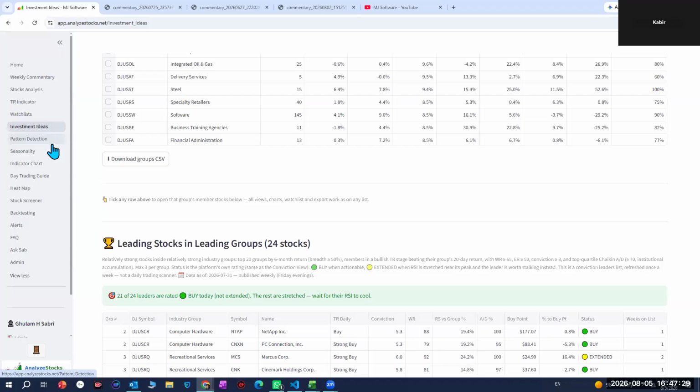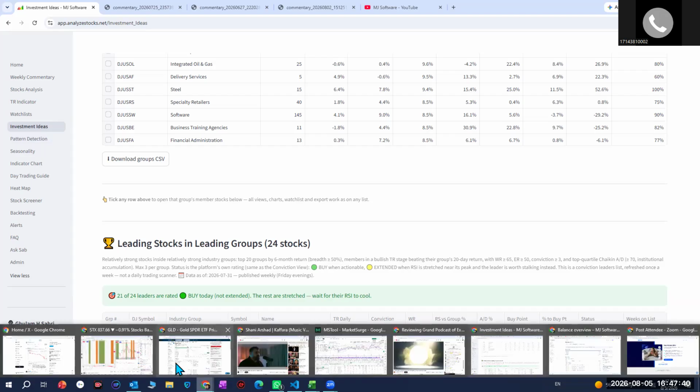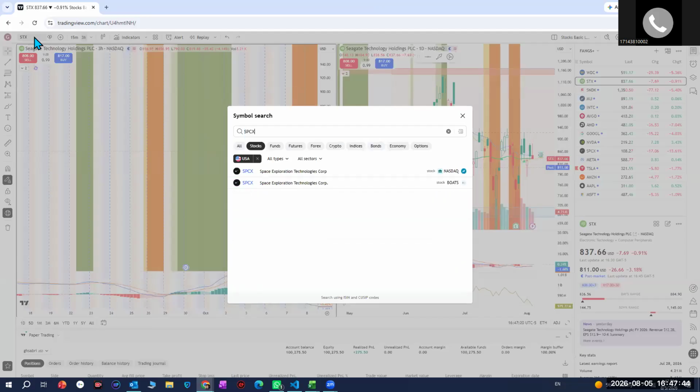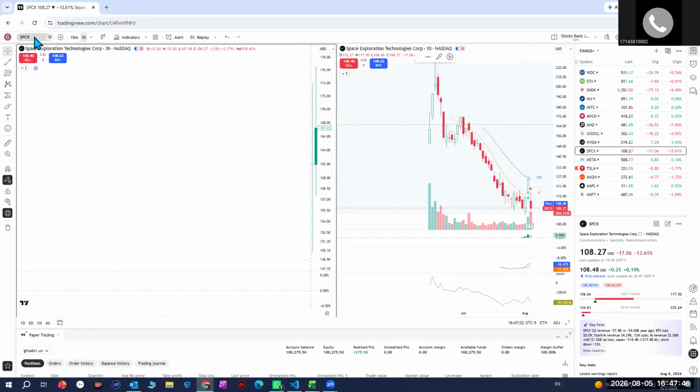I just have a general question on SpaceX. I know in your WhatsApp group you mentioned that it's not a good buy. Well, what if somebody buys it, and is it still a hold, or just dump it and get out of it?